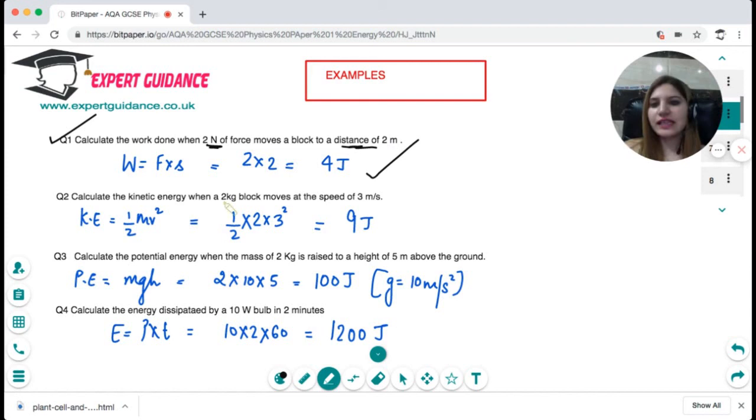Next is kinetic energy. Mass is 2 kg, speed is 3 meters per second. Kinetic energy is half mv squared. So it's half, the mass of the object is 2, speed is 3 squared. So that becomes 9 joules.